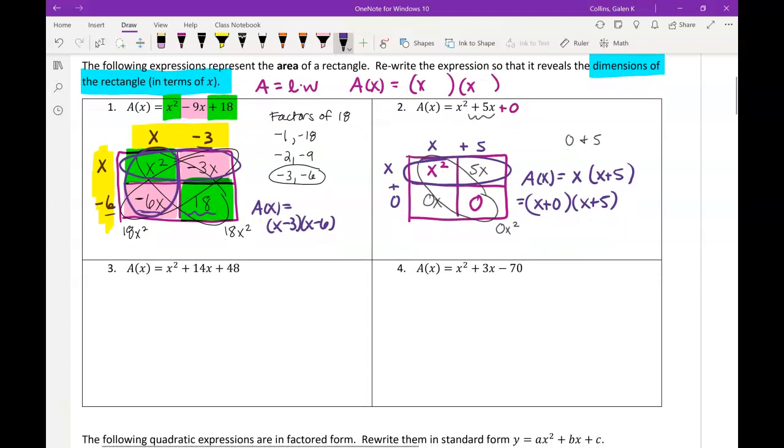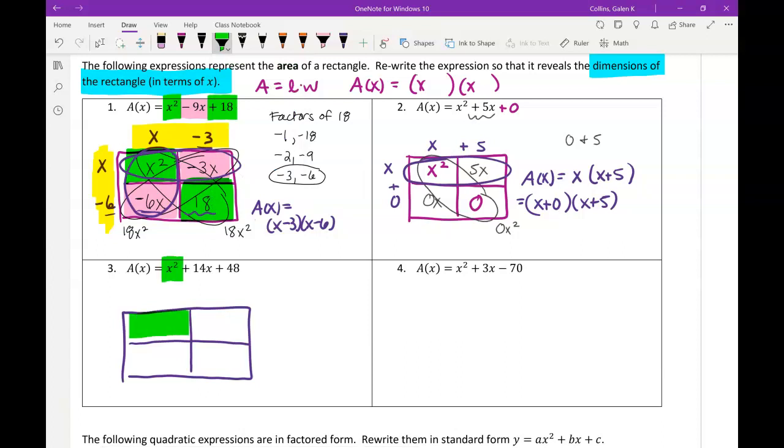All right, for number 3, the good news is we have all positive numbers. The bad news is that 48 has a lot of factors. So again, I've got a positive x squared. So this box is a positive 48. And then I need two numbers that multiply to positive 48 and have a positive sum. So I know all of my numbers here are positive.